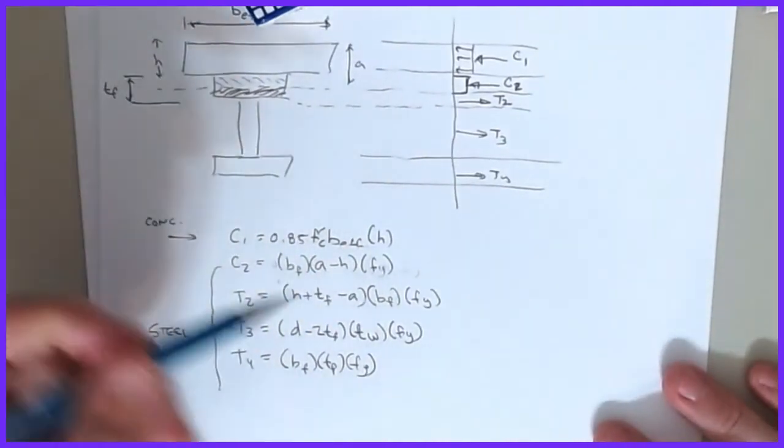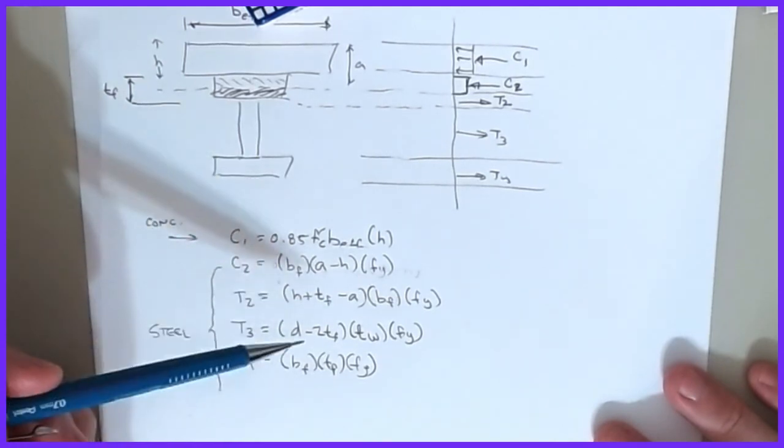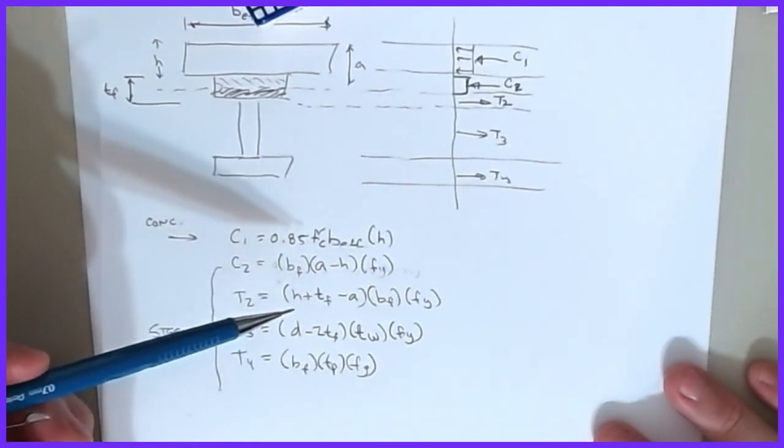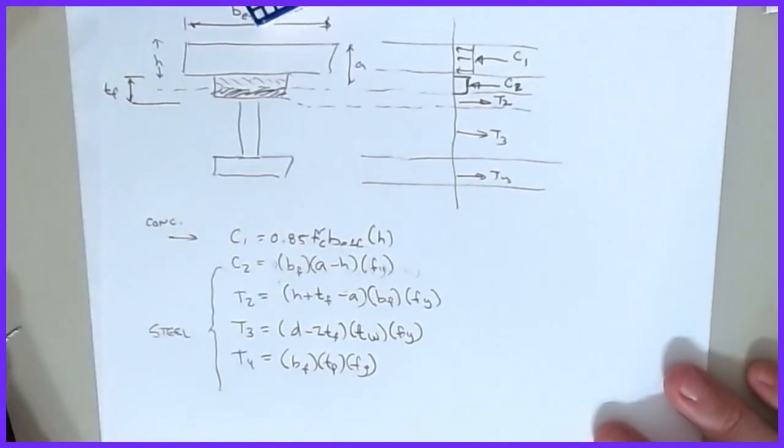Okay. And when you do that, if you notice, how many unknowns do you have in this, assuming you know all the section properties? Just the A. Just the A again. It's the same problem. It's just the equation changes a little bit.